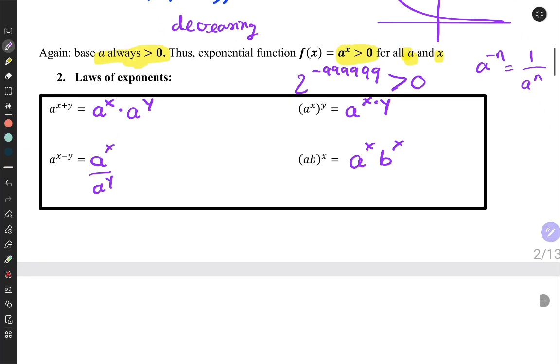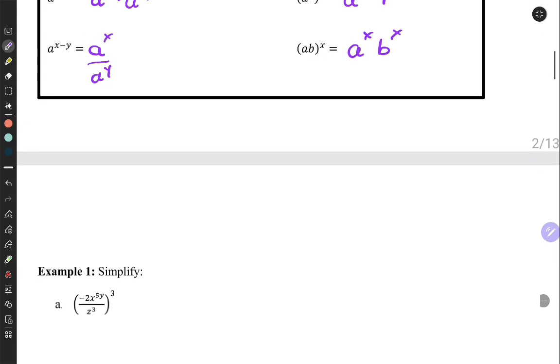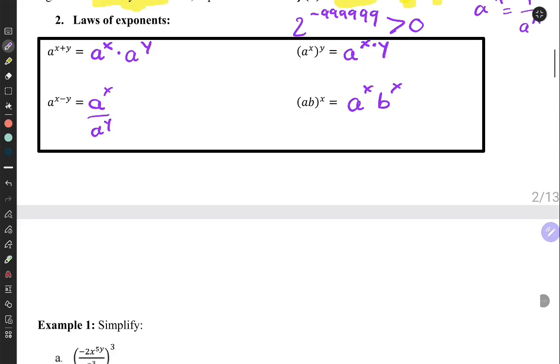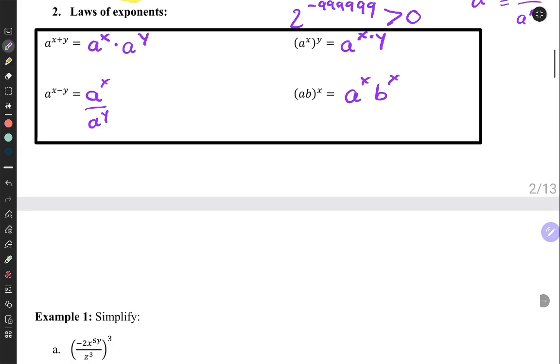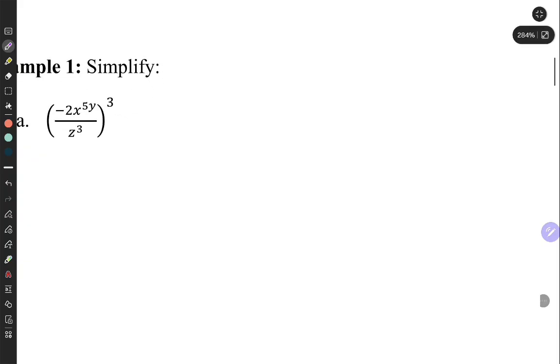So apply these. We're going to try the example down here. I do one, you do the rest. How about that? Simplify. What can I do? Exponent of an exponent, so we're going to multiply them.